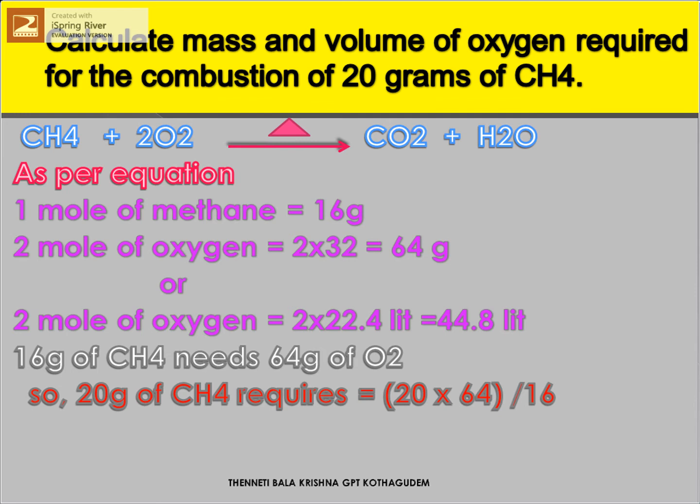So 20 grams of methane requires 20 into 64 by 16. So 16 grams requires 64 grams. 20 grams requires how much? We should cross multiply. So 20 into 64 by 16, where that is x. That is just the cross multiplication method.